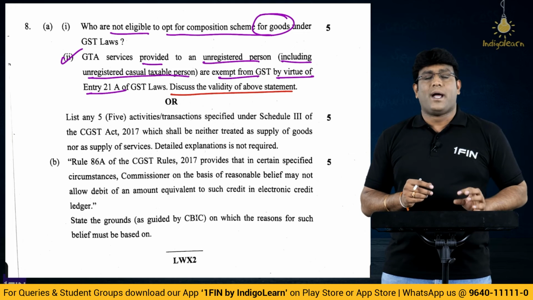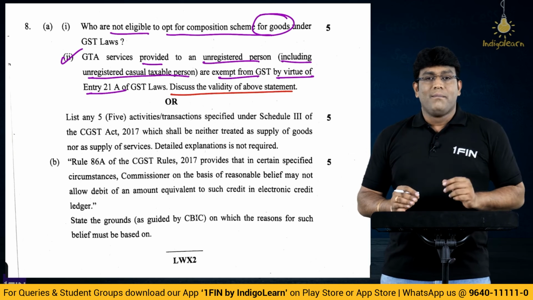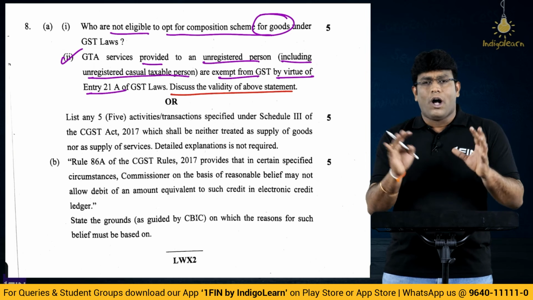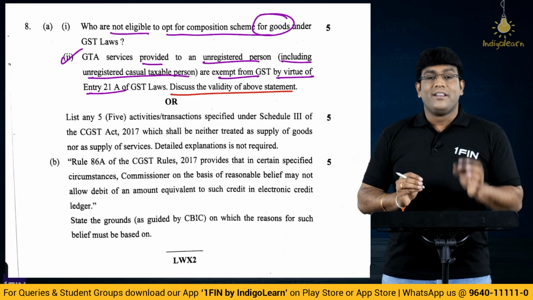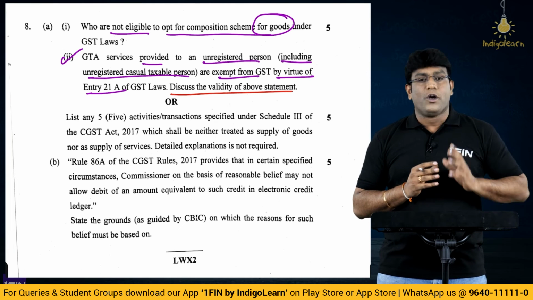GTA service is exempt only if it is provided to an unregistered individual. But if it is given to a partnership firm, companies, cooperative society, in all those cases, it is taxable, and that too taxable under RCM. That point, if you write properly, you will get your marks.